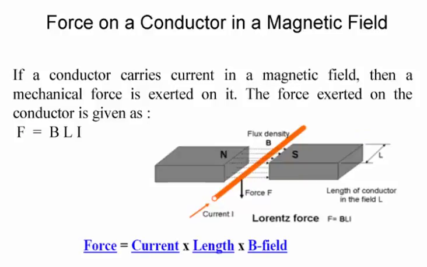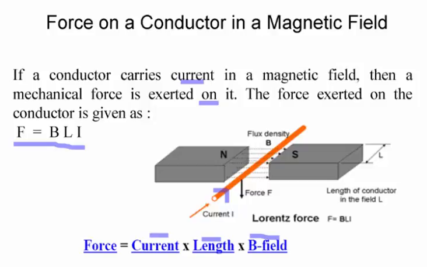Now if we have a conductor that carries current in a magnetic field, then a mechanical force is exerted on that conductor, and that force is given by the formula F is equal to BLI. So B is the magnetic field, L is the length, and I is the current. It depends on that current. And that's basically the principle that happens inside a DC motor.